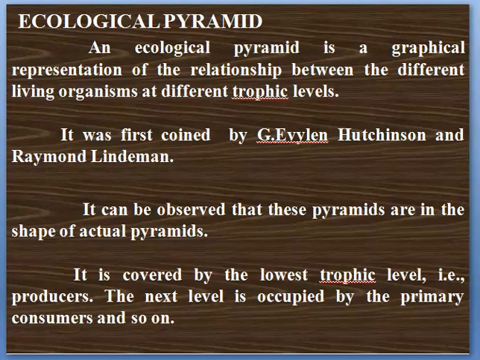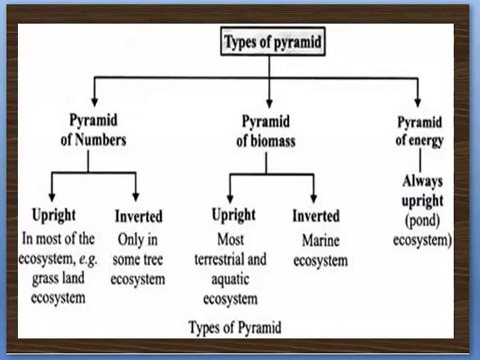It can be observed that these pyramids are in the actual shape of pyramids. The lowest trophic level, the producers, is at the base, and the next level is occupied by the primary consumers, and the list goes on. Now we will see the different types of pyramids. There are three types: pyramids of number, pyramids of biomass, and pyramids of energy.